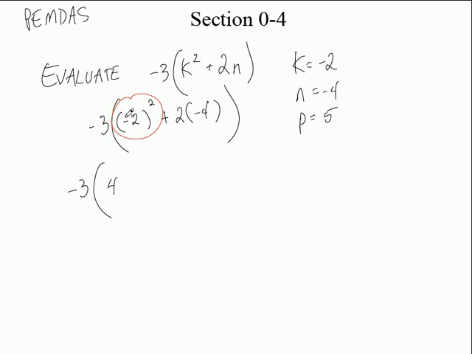People look at this and they'll say, oh, that's a negative and that's 2 squared, so that's -4. No, you're squaring the negative as well. You're squaring the negative and you're squaring the 2. Got it? -2 times -2 is positive 4. So that goes right there.